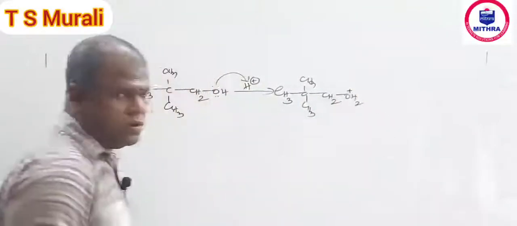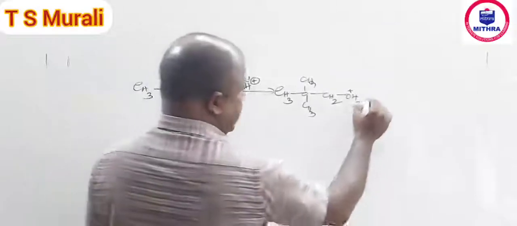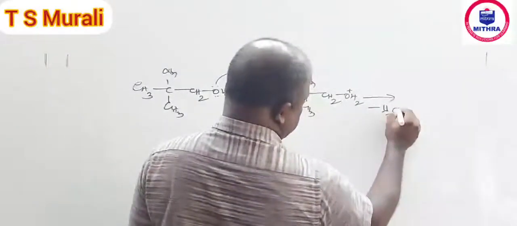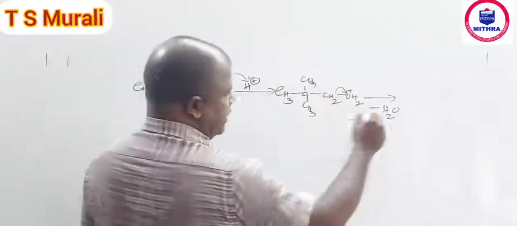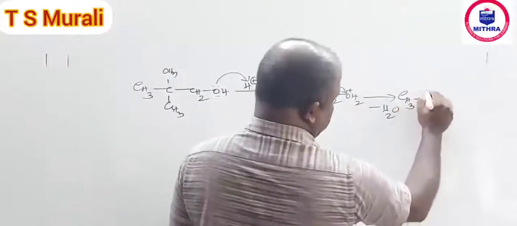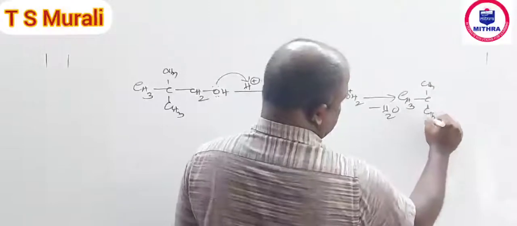This is the oxonium ion, and immediately that oxonium ion releases a molecule of water. You know how this is possible? The positive charge is shifted to here, so the carbocation is obtained.